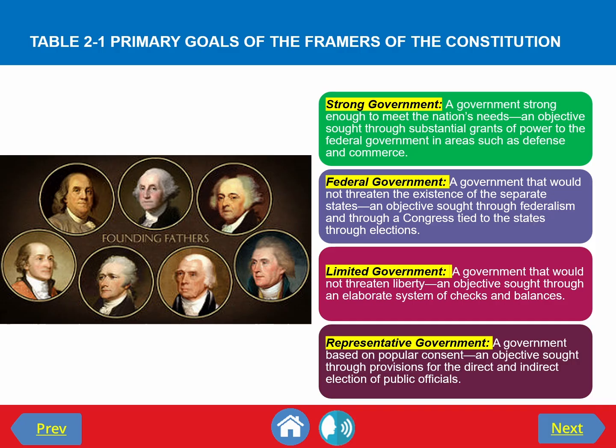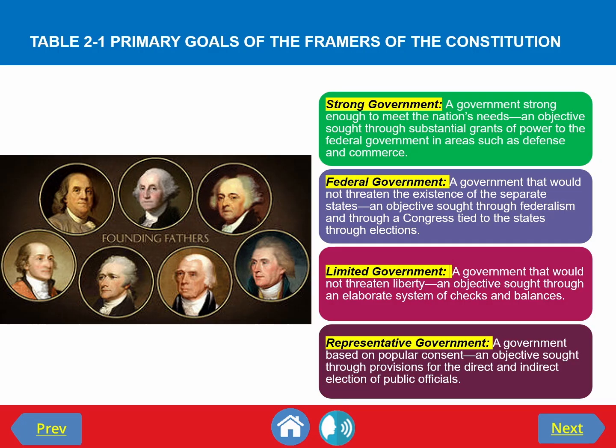Second is a federal system of government, a government that would not threaten the existence of the separate states, an objective sought through federalism and through a Congress tied to the states through elections. Third is limited government, a government that would not threaten liberty, an objective sought through an elaborate system of checks and balances.